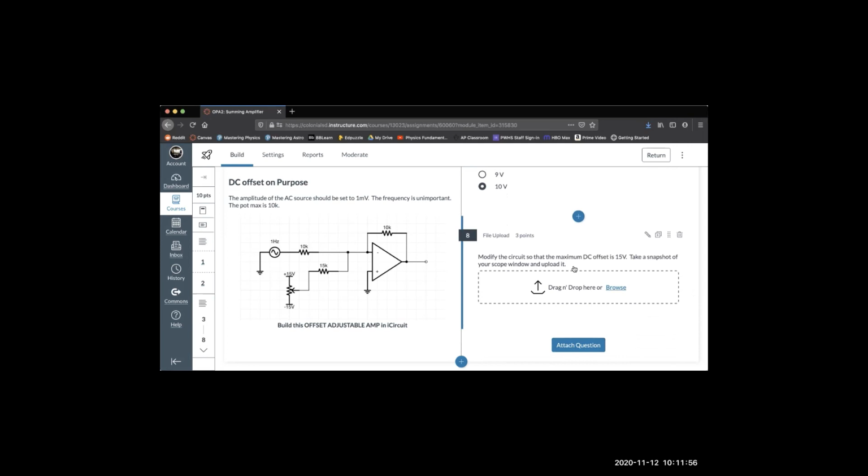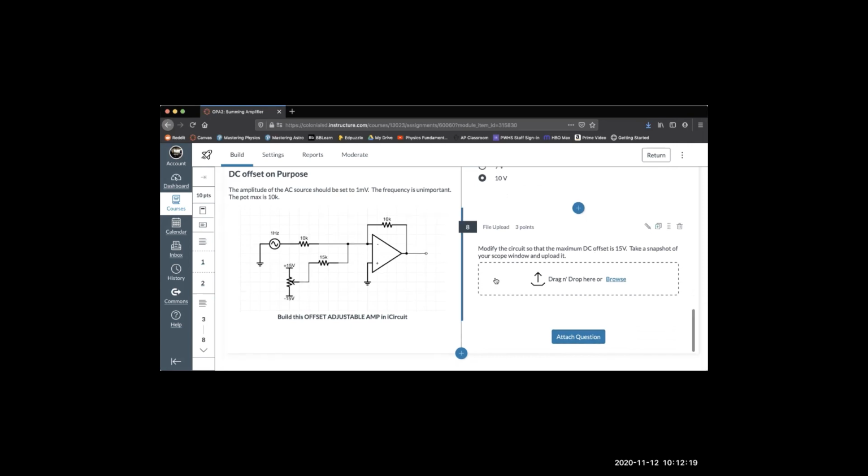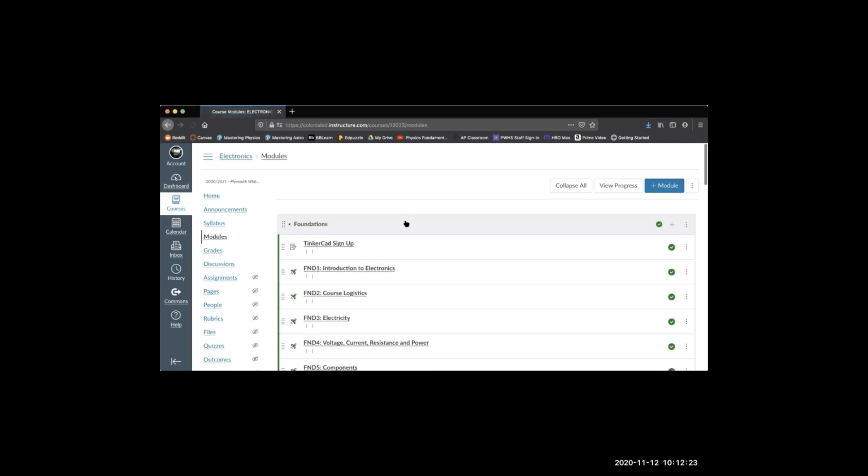How am I going to fix it so that the DC offset changes? Well, you're going to find that if you mess with this 15K resistor, you can change the maximum DC offset. So leave the thing set to full power, and then just tweak that resistor there until the maximum DC offset gets up to 15 volts. And then you screenshot that and turn it in. And that is the end of OpAmps number 2.